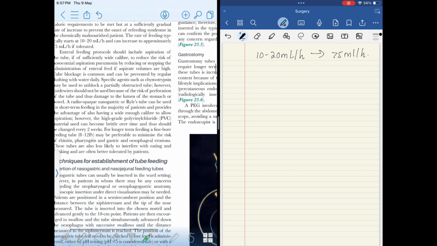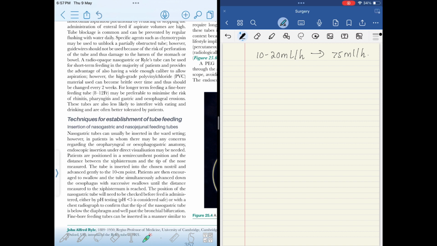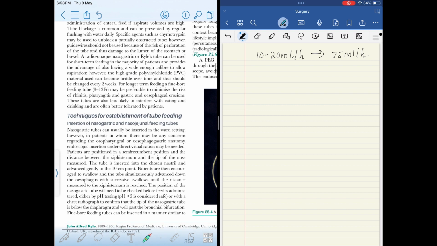So discussing the techniques for establishment of tube feeding. NG tubes can usually be inserted in the ward setting, but in patients with concerns regarding the anatomy of the oropharynx or esophagogastric anatomy, endoscopic insertion under direct visualization is needed. Patients are in semi-recumbent position and the distance between the xiphisternum and tip of nose is measured. So tip of nose to the ear lobule to the xiphisternum. This is the length of the Ryle's tube that we'll be using.